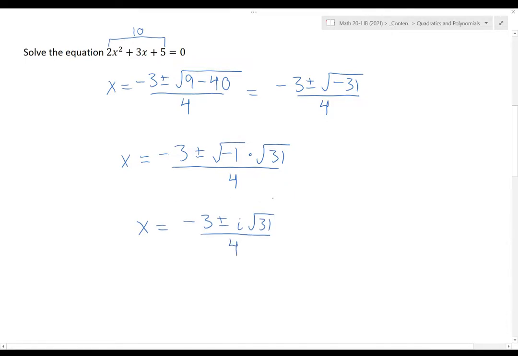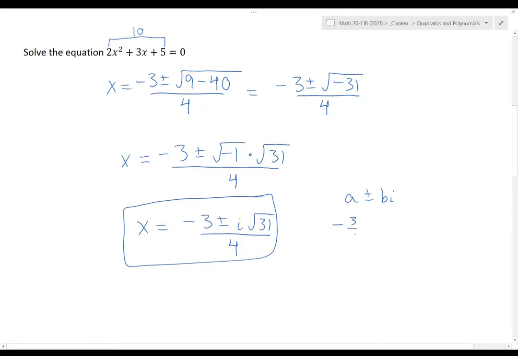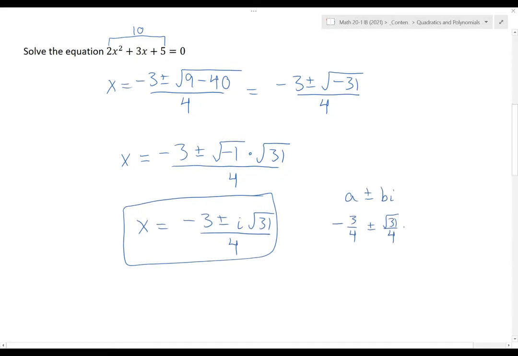You can leave it that way, but if I wanted to write it in the form a plus or minus bi, I could split that up a little. a is negative 3/4 plus or minus root 31 over 4 times i. So in that particular format, a is negative 3/4 and b is root 31 over 4.